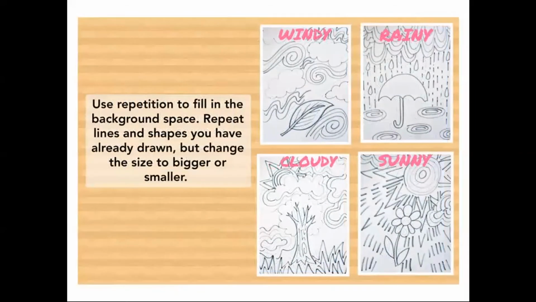Here's where we're going to use that repetition to create rhythm to keep the eyes moving. Look for spaces, keep filling in with your lines that you've chosen. As you repeat, try to make your sizes change by making the lines bigger or smaller. And you might even think of even more lines to add that you haven't used yet.